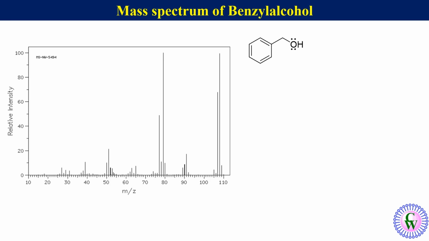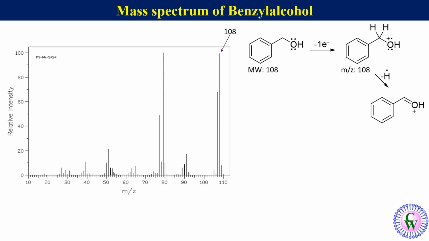Mass spectrum of benzyl alcohol. Benzyl alcohol has molecular weight of 108. Elimination of one non-bonding electron gives molecular ion with M/Z value of 108. Removal of hydrogen radical from molecular cation gives protonated benzaldehyde, which rearranges to hydroxytropylium ion with M/Z value of 107.